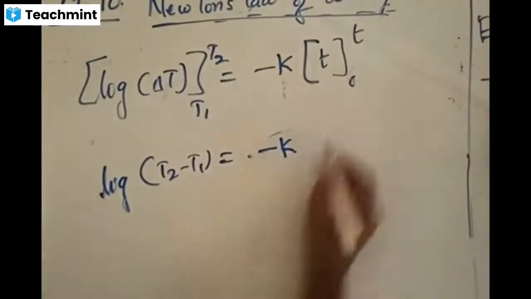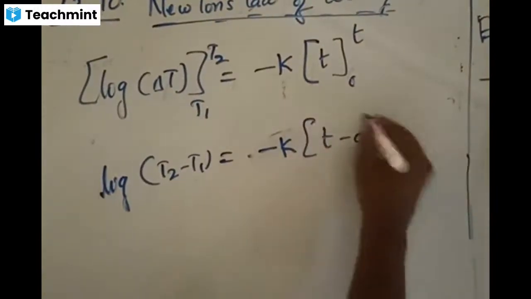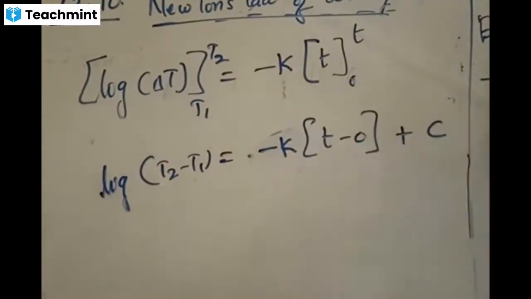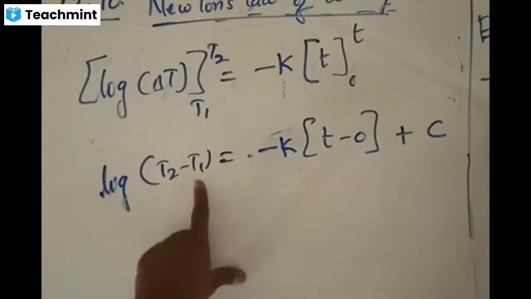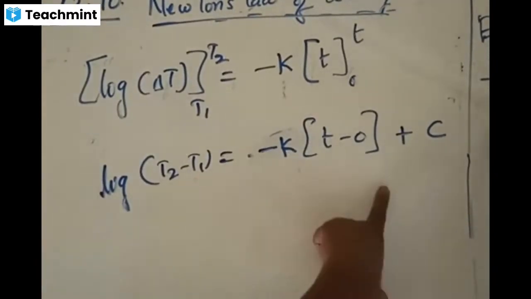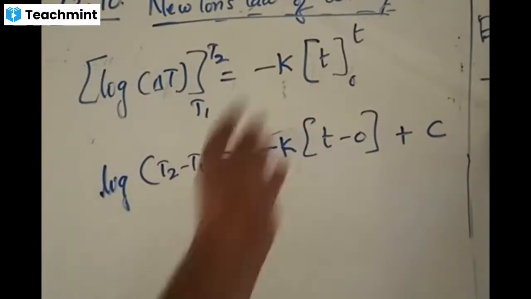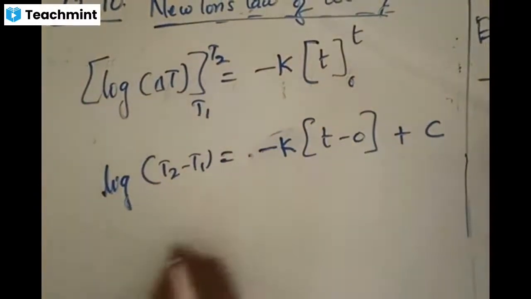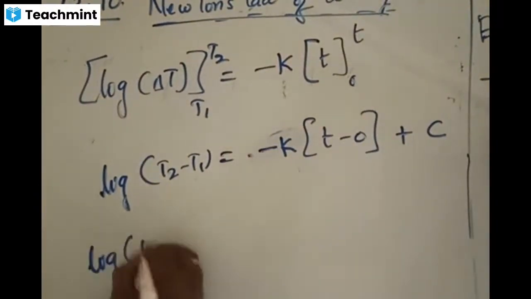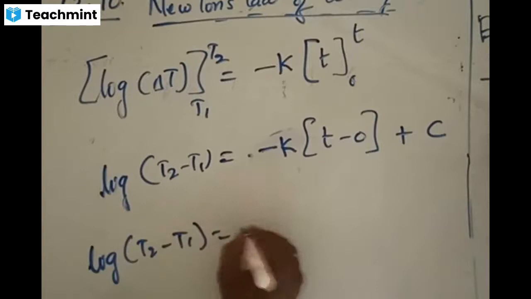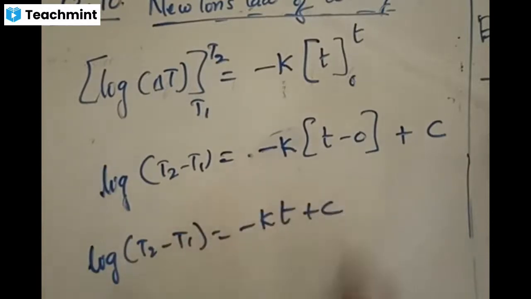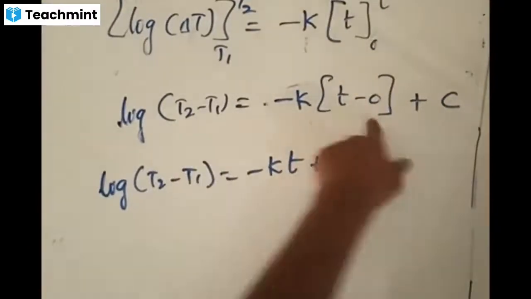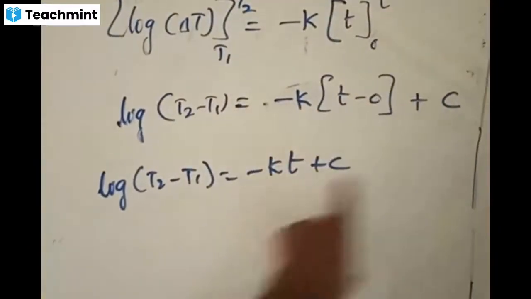What is that? t times, from t minus 0. And when you remove this one, you are going to get some kind of constant. This side you are going to get some constant c1. This side you are also going to get some constant c2. Putting all that c1 minus c2 or c1 plus c2, you are going to get one more constant called c. So this is equal to t minus 0, which is t itself. Log of T2 minus T1 is equal to minus kt plus c. c is some constant. t minus 0 is t, minus of kt, and plus c is as it is.